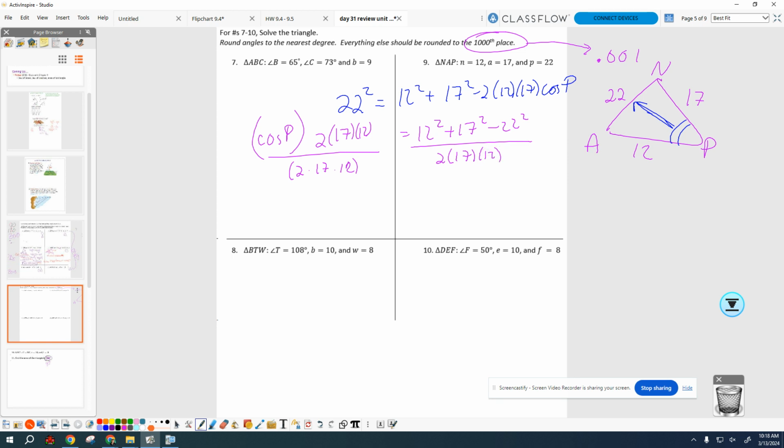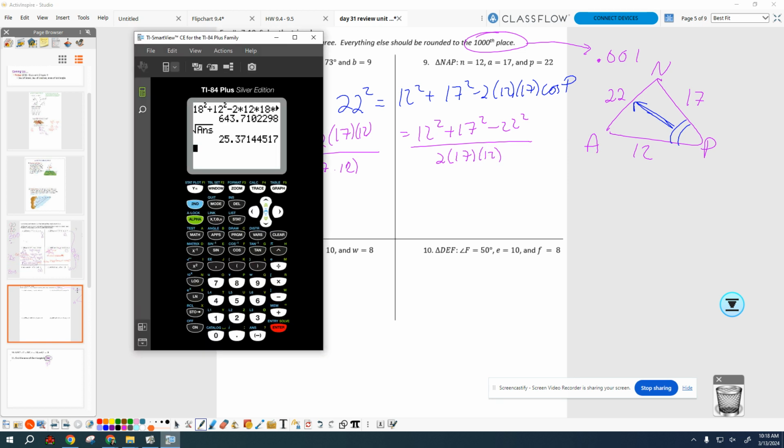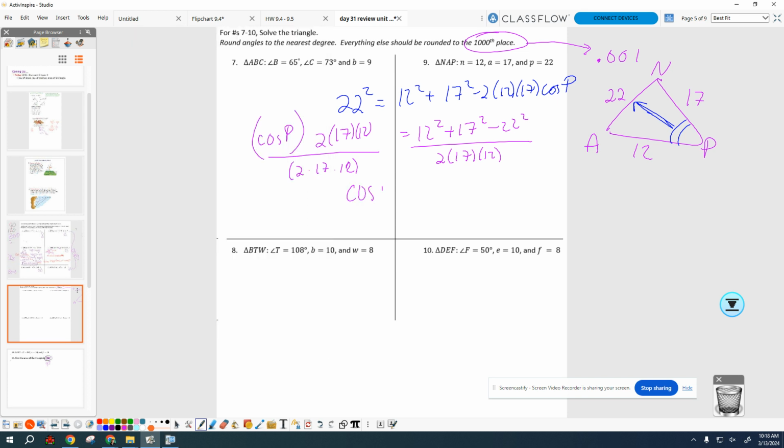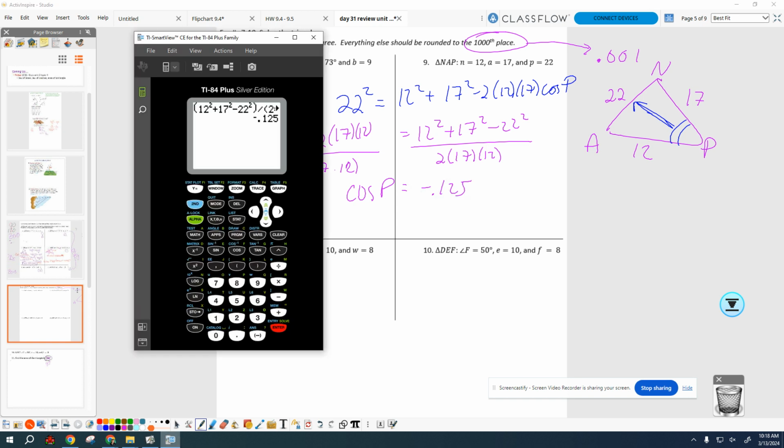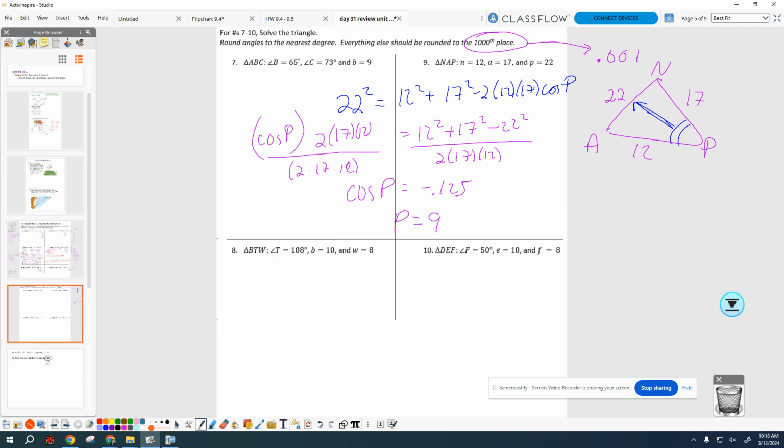You guys need to be careful with parentheses in doing this. Parentheses, 12 squared plus 17 squared minus 22 squared, close the parentheses, divide by parentheses, 2 times 17 times 12. Across from 17, one side 7. Then cosine inverse of that answer. Yep.